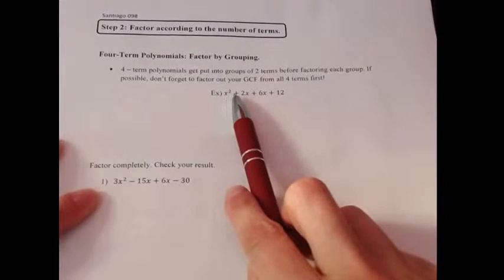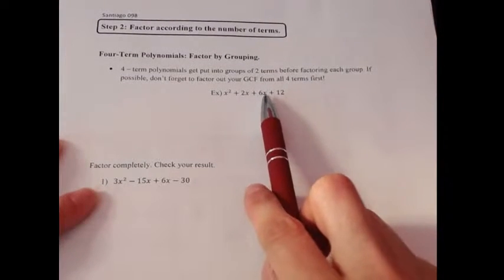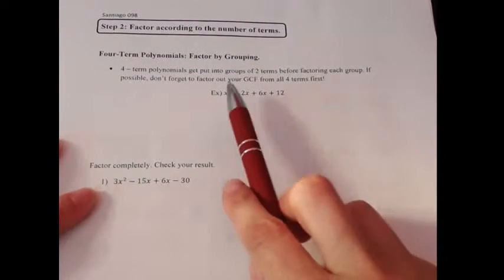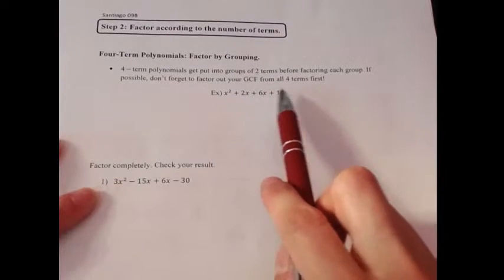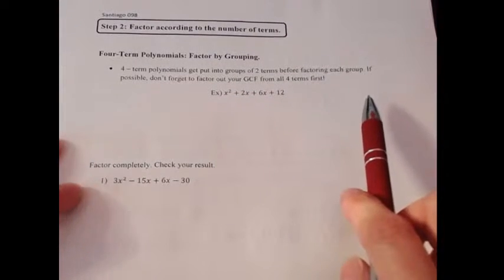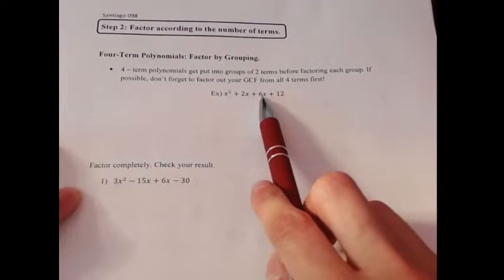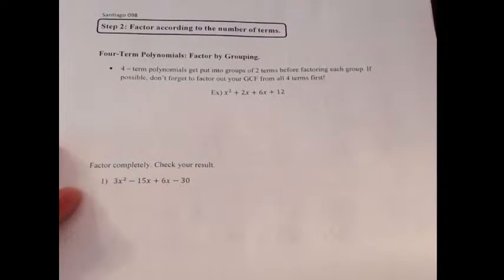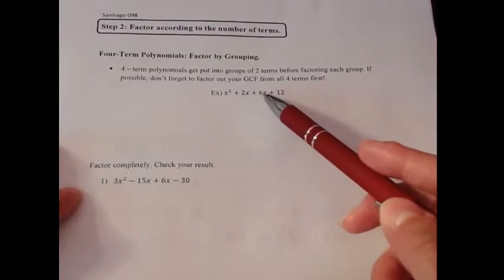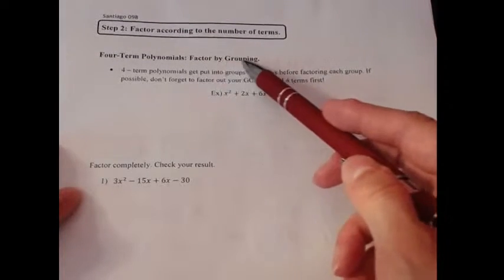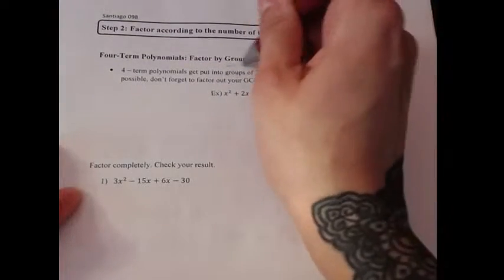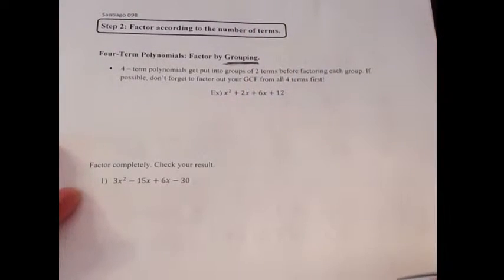We have x squared plus 2x plus 6x plus 12. We have 1, 2, 3, 4 terms. If in your minds you're saying, well, 2x plus 6x is 8x, I will say, yeah, sure it is, but that's not the point. So I've given you a 4-term polynomial that I want you to factor by grouping. So I'm going to illustrate to you what grouping looks like.